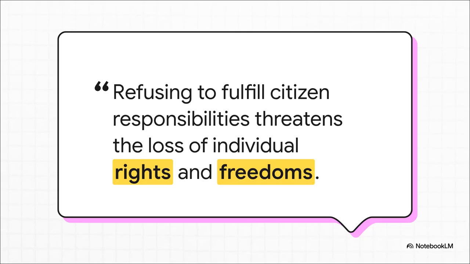And this really gets to a critical point. Look, you're not going to get a fine for not voting. Nobody's going to arrest you for not volunteering. But, and this is a big but, if enough people decide not to do those things, the whole system starts to get shaky. Our rights and our freedoms, they're not set in stone. They literally depend on us, on citizens, actually showing up and participating.